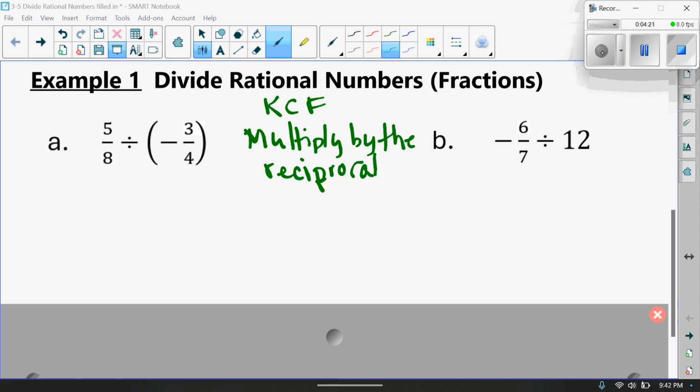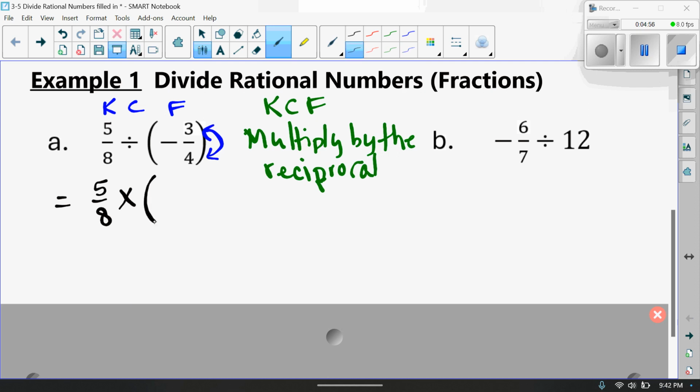So, for example 1a, we're going to keep, change, flip. The first fraction stays the same. That's 5/8. The division becomes multiplication. And the second fraction changes to the reciprocal. So we want to flip this, and it stays negative. So we're going to multiply times a negative 4/3.